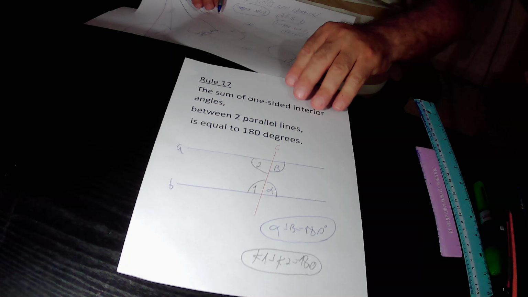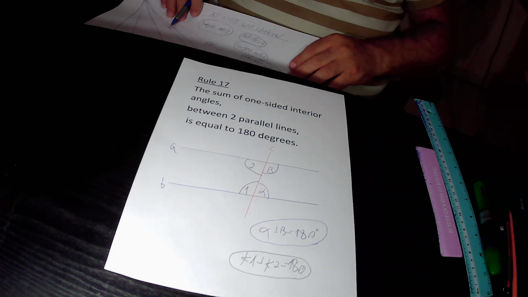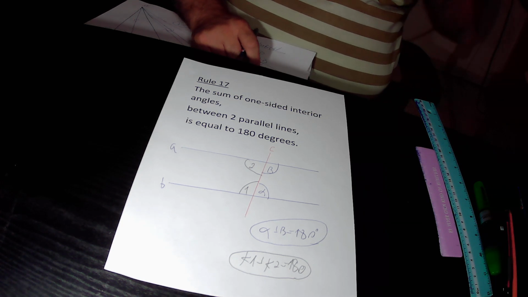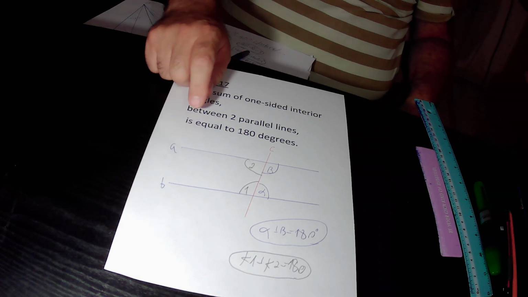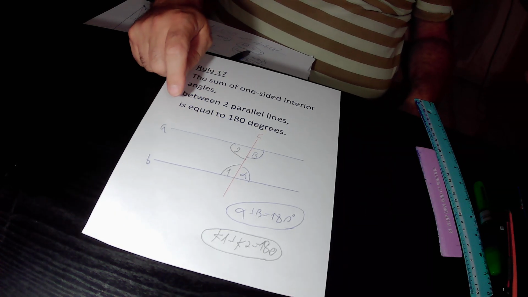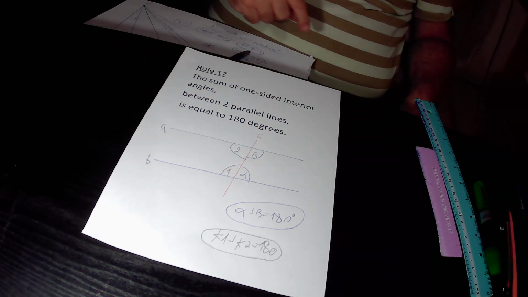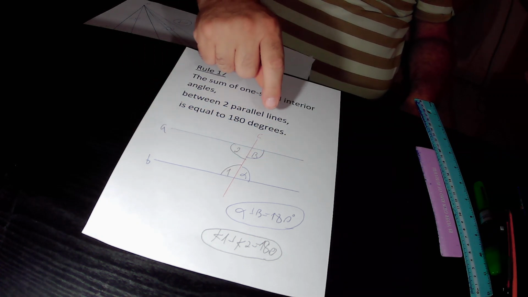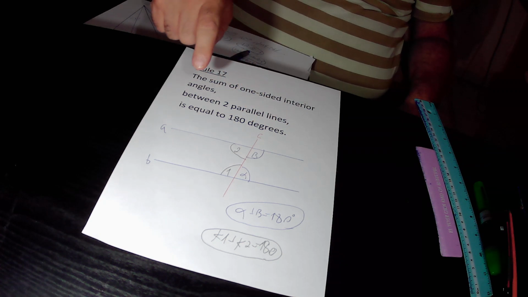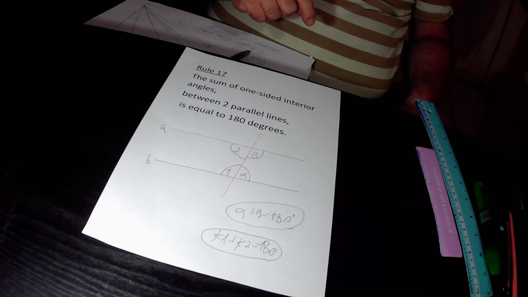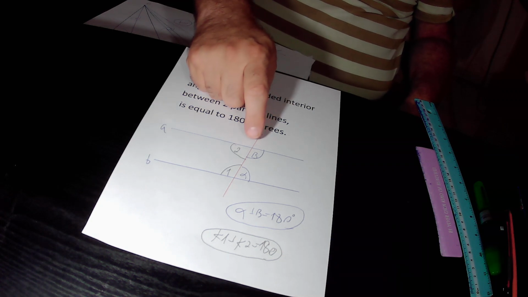According to rule 17, the sum of one-sided interior angles between two parallel lines is equal to 180 degrees. So in the drawing we have two parallel lines, that is to say, this is line A that is parallel to this line B, and we have this line C that intersects with those two parallel lines A and B. The points of intersection are those two points.